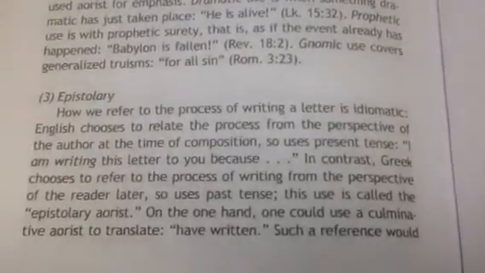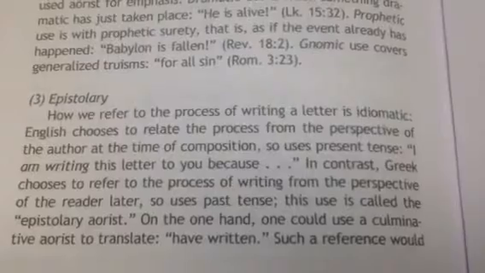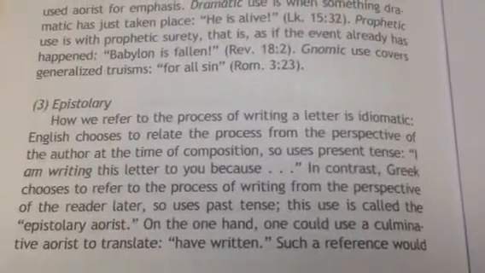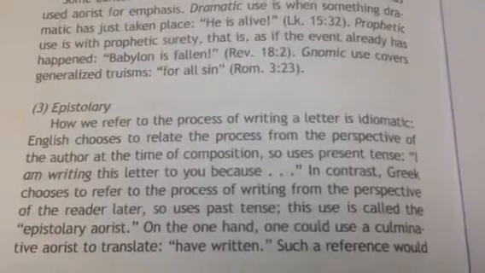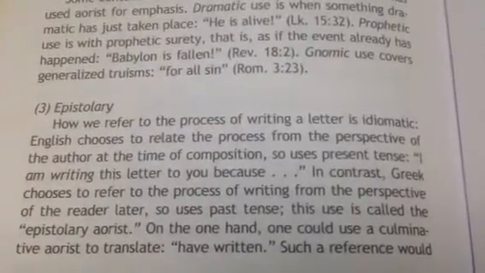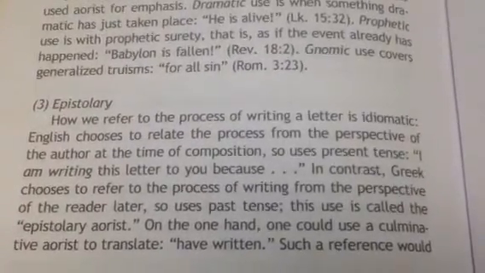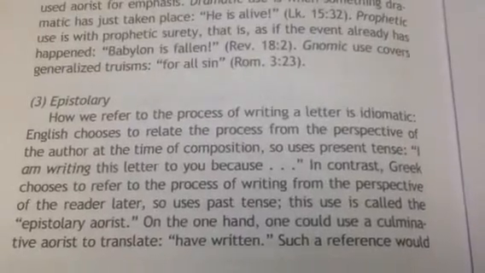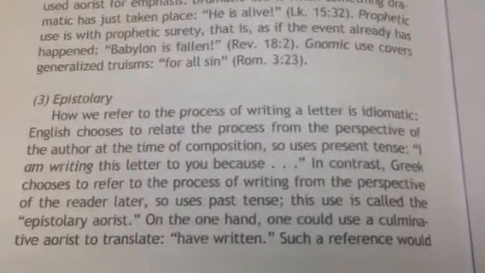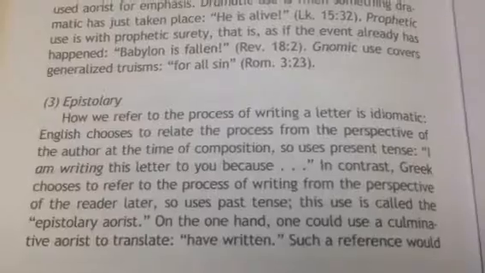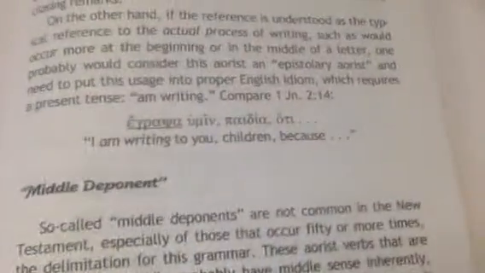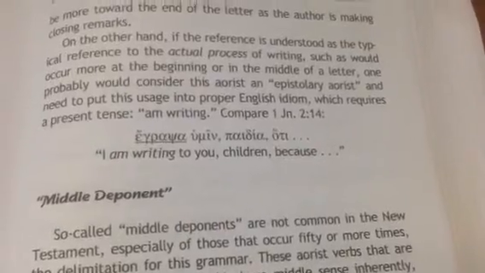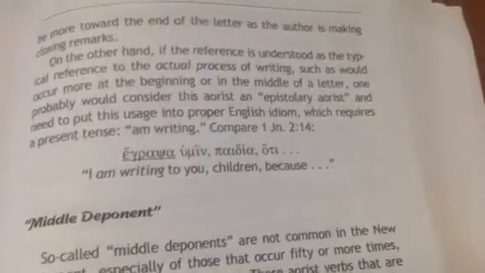We also have an epistolary aorist, where the Greek again would use the past tense, like in the letters of John. I wrote to you, my little children, John says in his letters. The Greek would use that. We would say, I have written, or I am writing you, actually. I'm writing to you. Egrapsa humin.